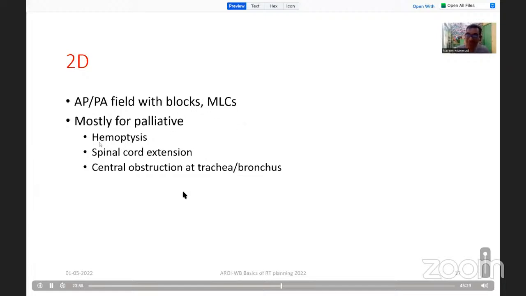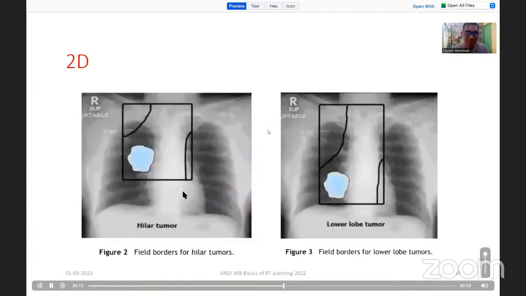This too, especially for patients who present with SVC syndrome or patients who have cord compression because of the primary, or more commonly when there is central obstruction in the tracheobronchial tree leading to distal collapse. So you want to start your treatment quickly, and that is why you used to do just AP-PA fields, and that served the purpose most of the time.